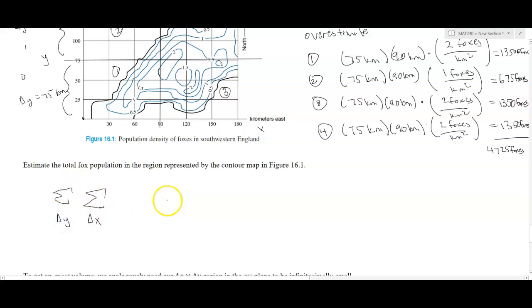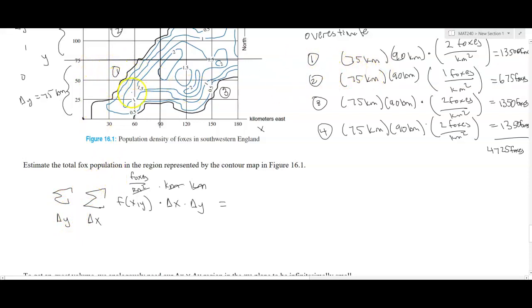And what are we going to add? Well, we're going to add the delta x by the delta y multiplied with the f of x, y at that point, which was, in this case, the number of foxes. This was foxes per kilometer squared times kilometers leaves me with foxes. And so if we added it in this order, we'd be adding across all the delta x's first for the initial delta y.